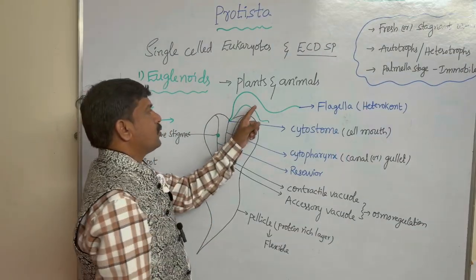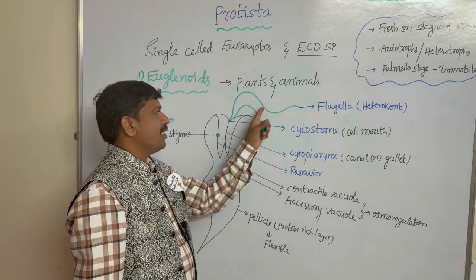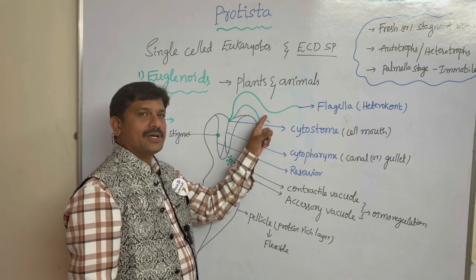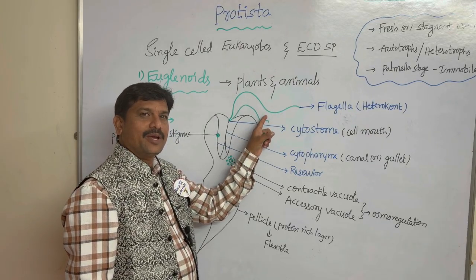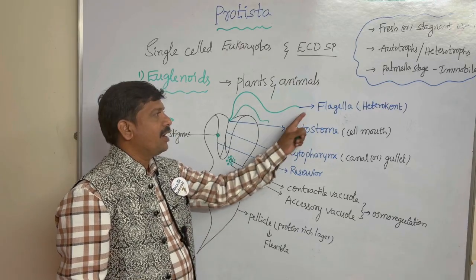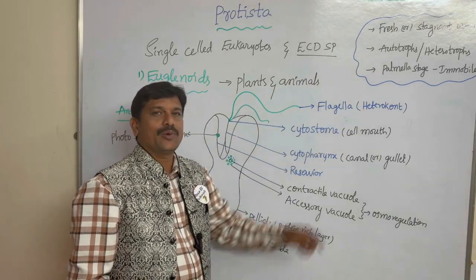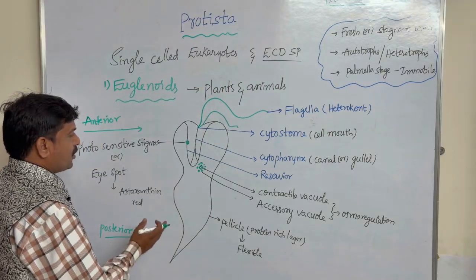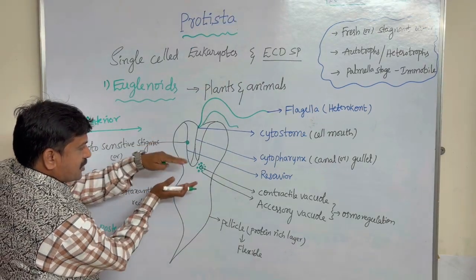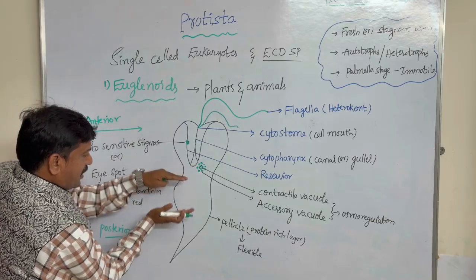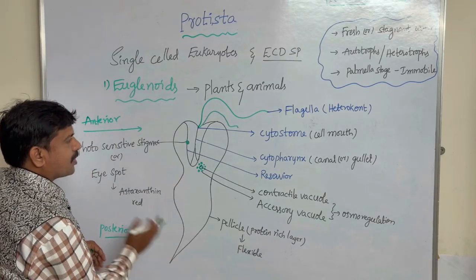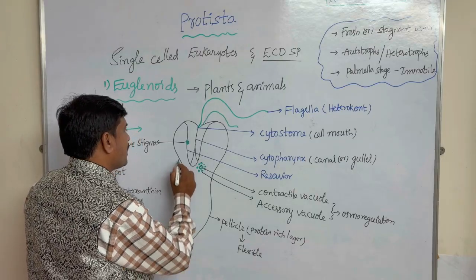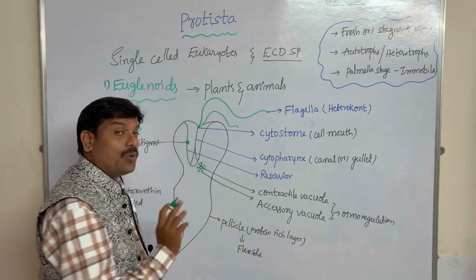It has two flagella. One is large and another one is small. Both types of flagella are helpful for motility, hence it is called heterokont. This euglena is mainly divided into two parts, the anterior part and the posterior part. This euglena has no cell wall covering.